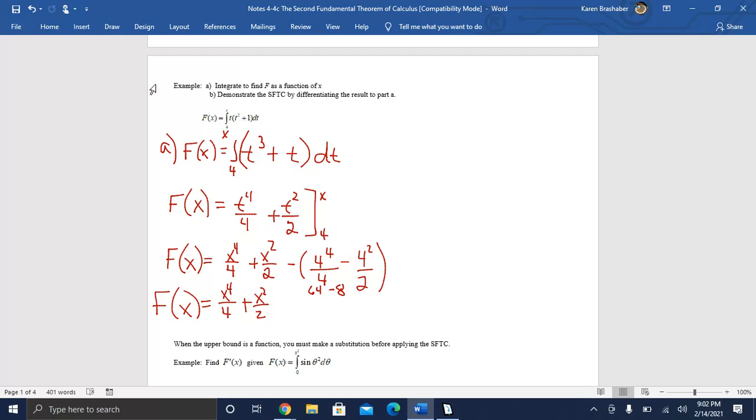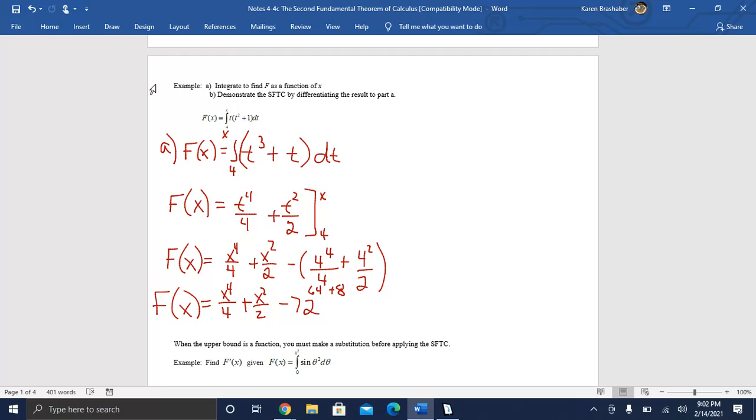Oh, excuse me, this is plus. I had my assignment, that is plus. So 64 plus 8, which would be 72, and so I'll get minus 72. So that is my function, f of x equals x to the fourth over 4 plus x squared over 2 minus 72. Now, that's part A. I have integrated the function so that I found it as a function of x.